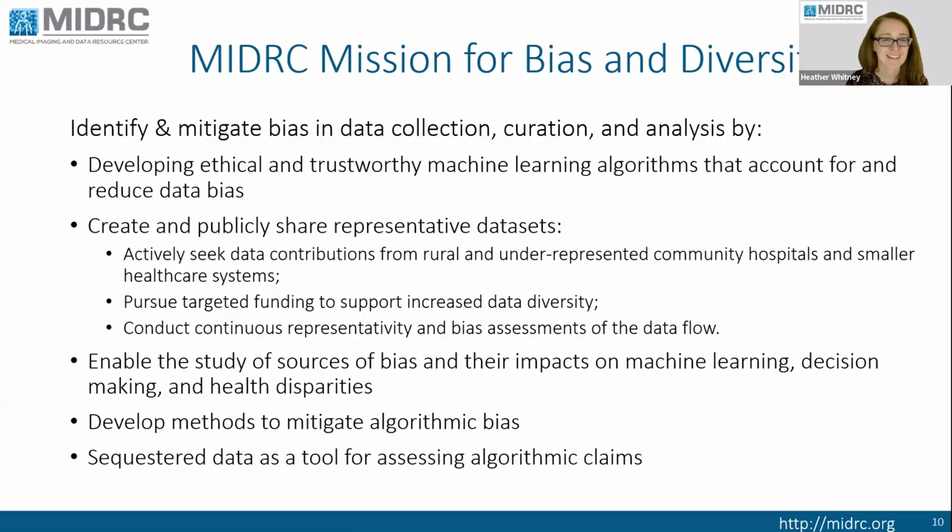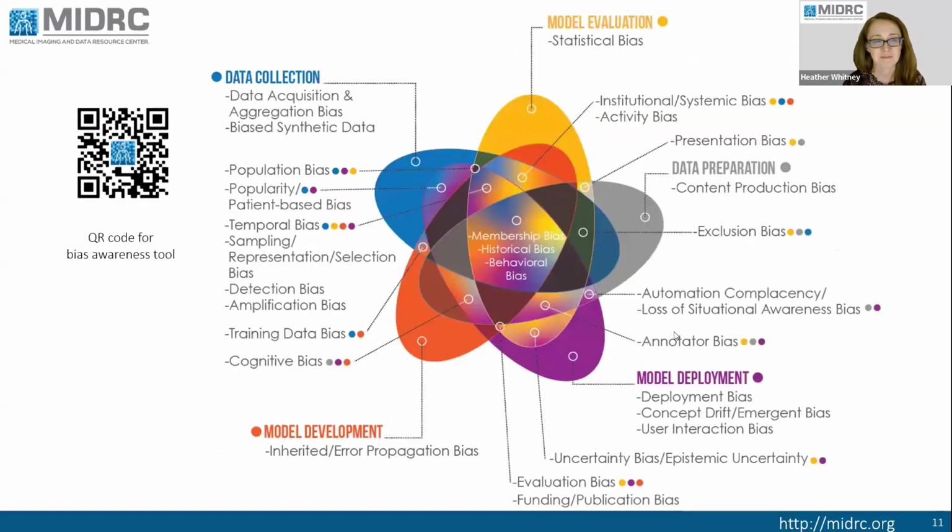Okay, next slide. Just to review the overall mission for the Bias and Diversity Working Group, our aims are to identify and mitigate bias in data collection, curation, and analysis by developing trustworthy and ethical machine learning algorithms to account for and reduce bias; to create and publicly share representative data sets; enable the study of sources of bias and their impacts on machine learning; develop methods to mitigate algorithmic bias; and sequester data as a tool for assessing algorithmic claims. So we can go to the next slide.